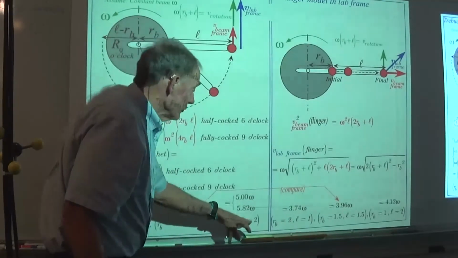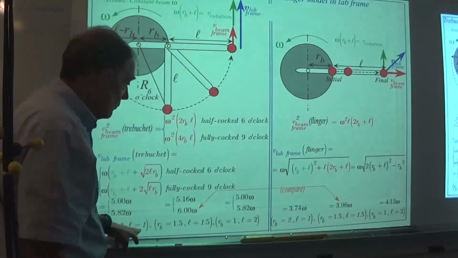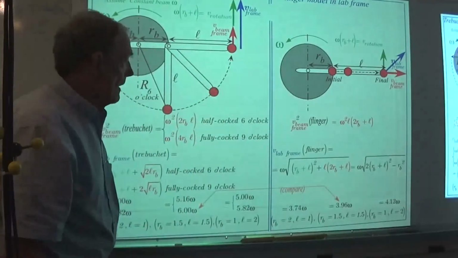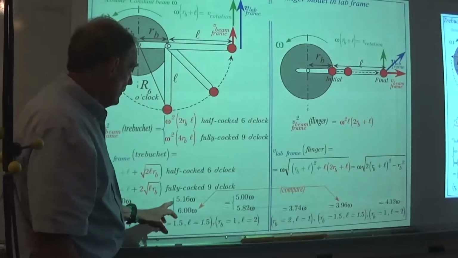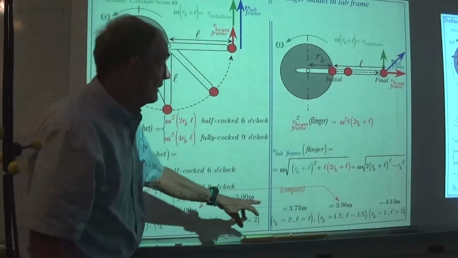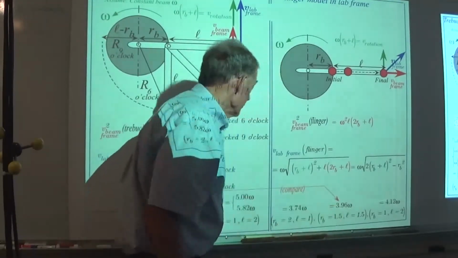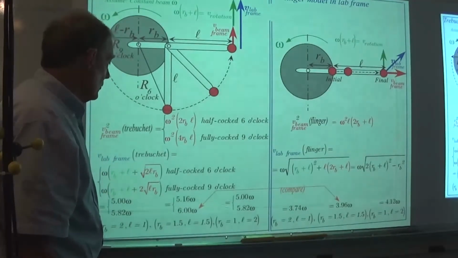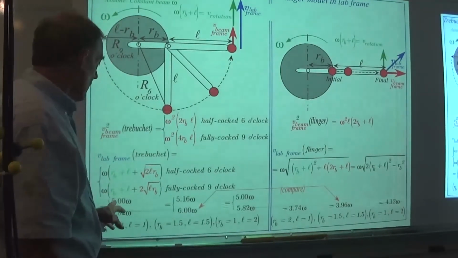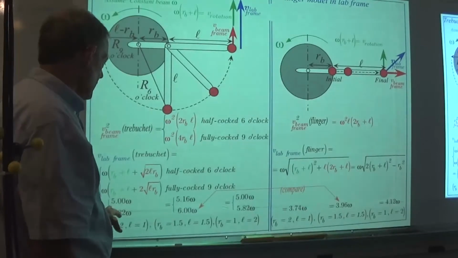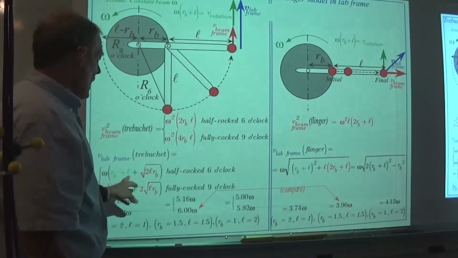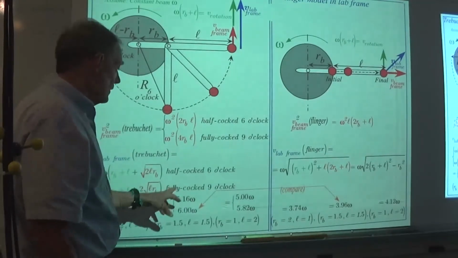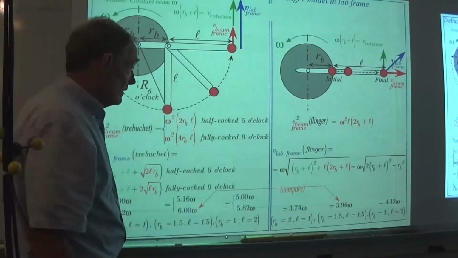This is 1 and 2 versus 2 and 1. Here they're equal, okay? You can see that this guy is way ahead of this guy. This guy's about 4, this guy's 6, okay? And as you, let's see if I got this right here, half-cocked, it's 5, fully 9 o'clock cocked, it's 6.